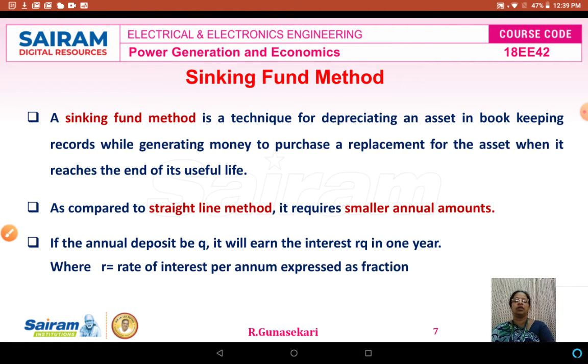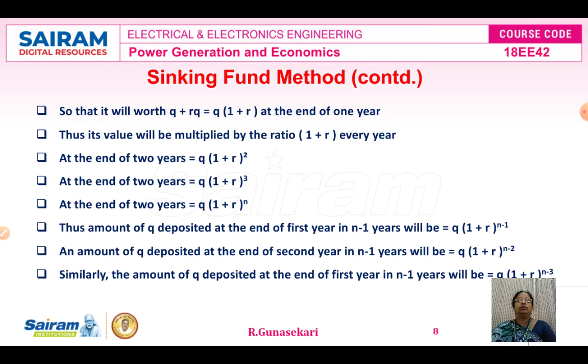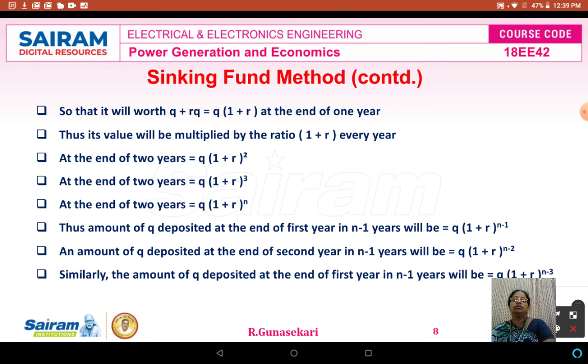By using this formula, we can calculate how much the interest in 1 year, if we know the value of annual deposit and rate of interest per annum. You see the formula q plus rq, that is equal to q into 1 plus r. This is nothing but at the end of 1 year only. Okay, this value is multiplied by the ratio 1 plus r for every year. For example, this is the first year formula.